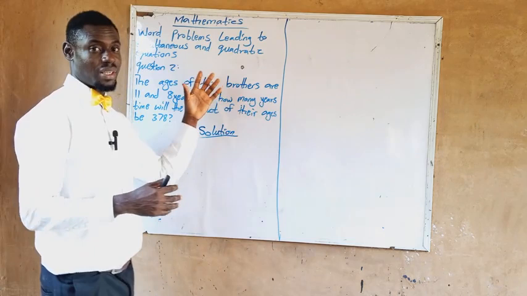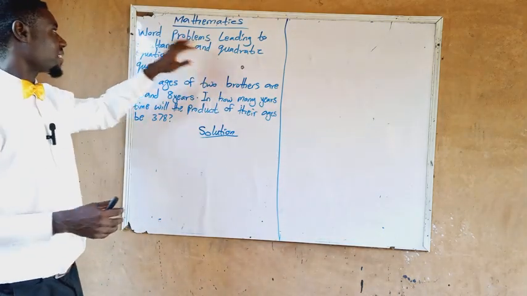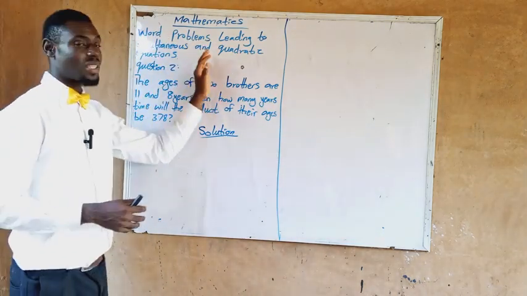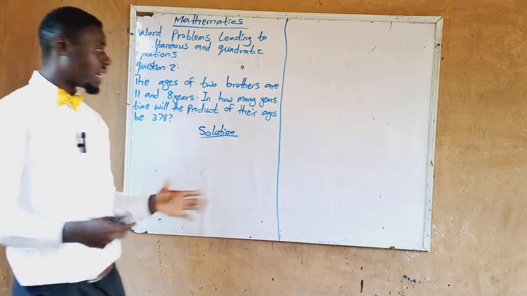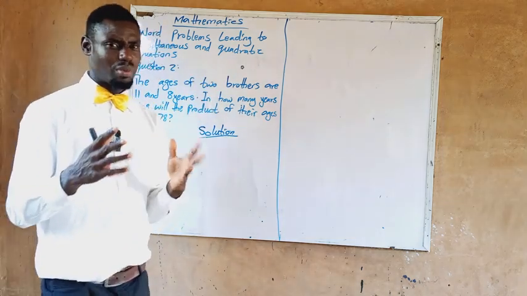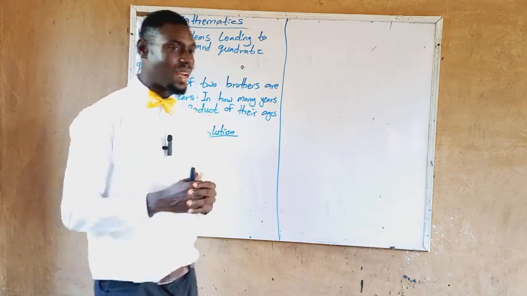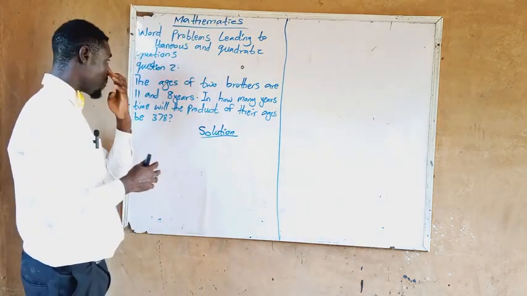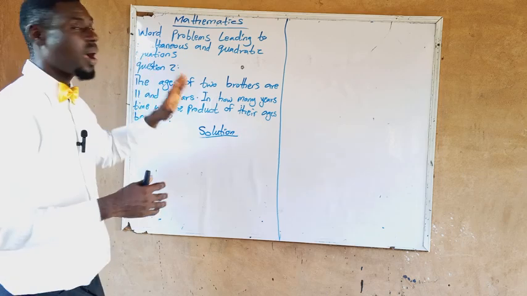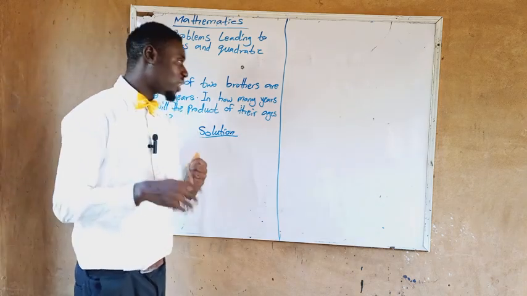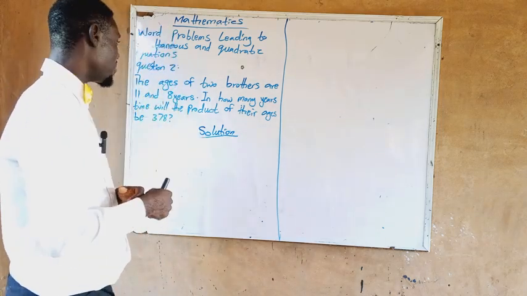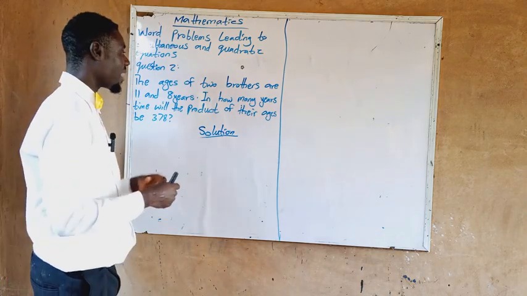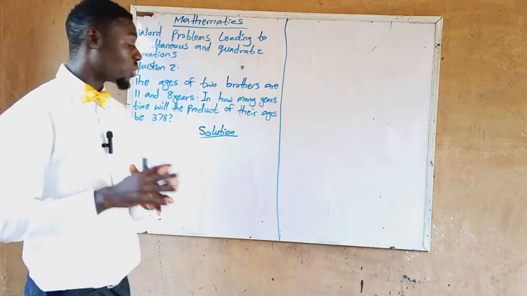And I have a question here with me on the board. This is mathematics: word problem leading to simultaneous quadratic equation. I discovered that this word problem has become a problem in our society, so we are here now to solve it. This is my question 2. I solved question 1 in my previous video. You can check my YouTube channel and see video 1.